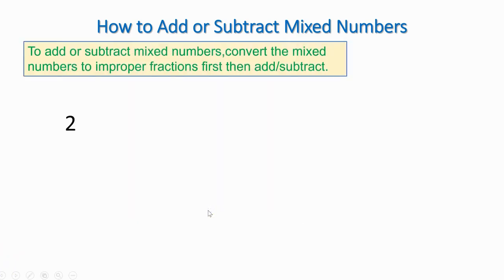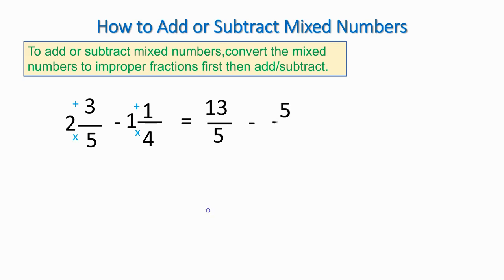So for our next example, we're going to have subtraction. So we have 2 and 3/5 minus 1 and 1/4. Both are mixed numbers, so we need to change both to improper fractions. So for the first one, you want to multiply 5 times 2, which will give you 10, plus 3 will give you 13, over the denominator 5. For the next one, we have 4 times 1 is 4, add 1 will give you 5. Now that's 5 over 4.